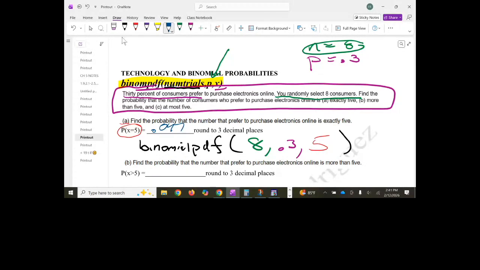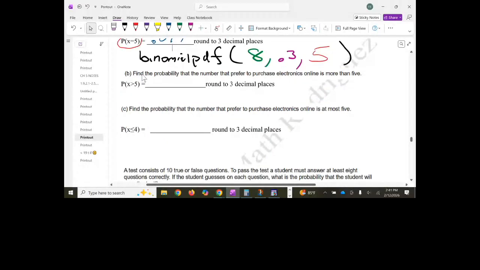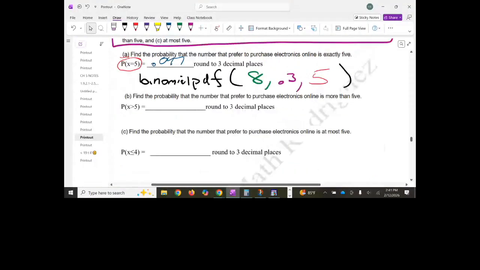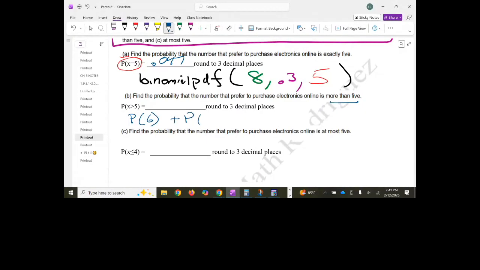Now, when I get to part B, look what part B says. Find the probability that the number that prefer to purchase their electronics online is more than 5. Y'all, how many people did we survey? Do you remember how many we surveyed? How many people did we ask? 8. Okay, more than 5. Wouldn't that mean it's going to be 6 people? Or it's going to be 7 people? Or it's going to be 8 people?